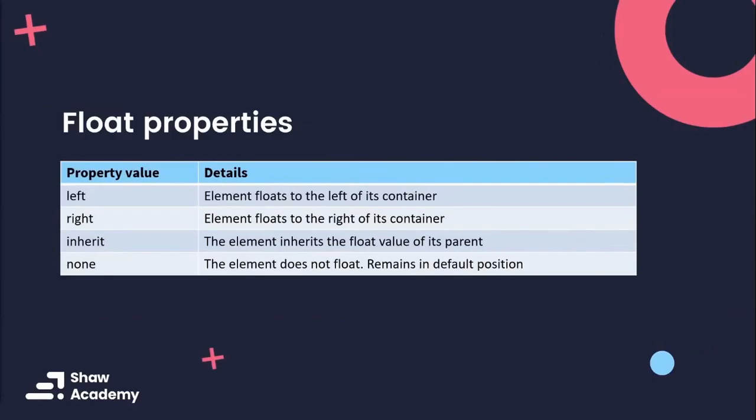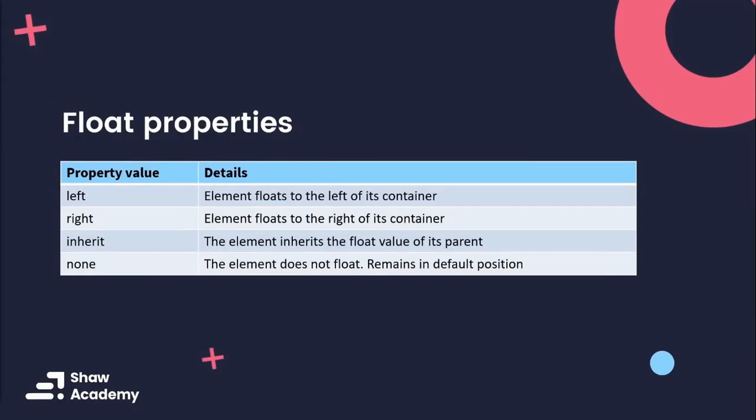Okay, so when we use the float property, we would take that element and float it to the most left of the screen or float it to the most right of the screen, depending on the property value that we would choose. Okay, if we go with inherit, it's going to borrow the properties from its parent container. This could be a paragraph tag inside of a div container.